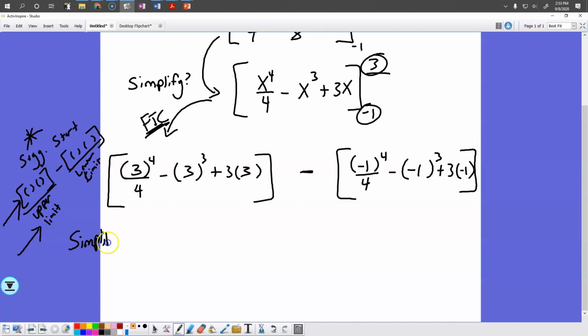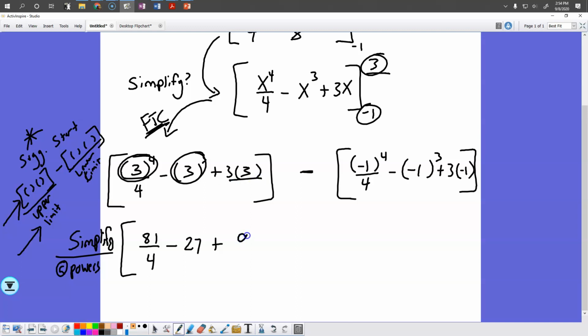The first thing you're going to want to do is do the powers, if there are any. So in this case, we have 3 to the 8th power. I'm sorry, 4th power. So 3 to the 4th power is 81. 3 to the 3rd power is 27. This isn't a power, but we'll go ahead and do the multiplication. Why not? -1 raised to the 4th power.